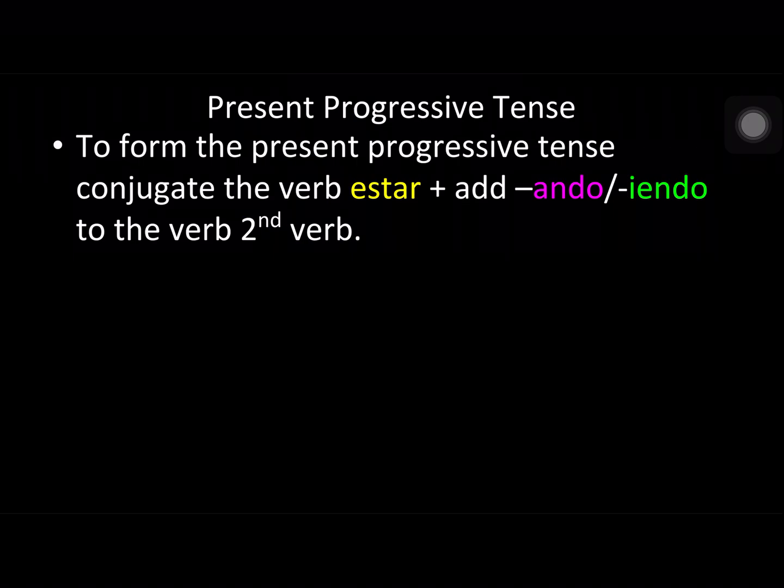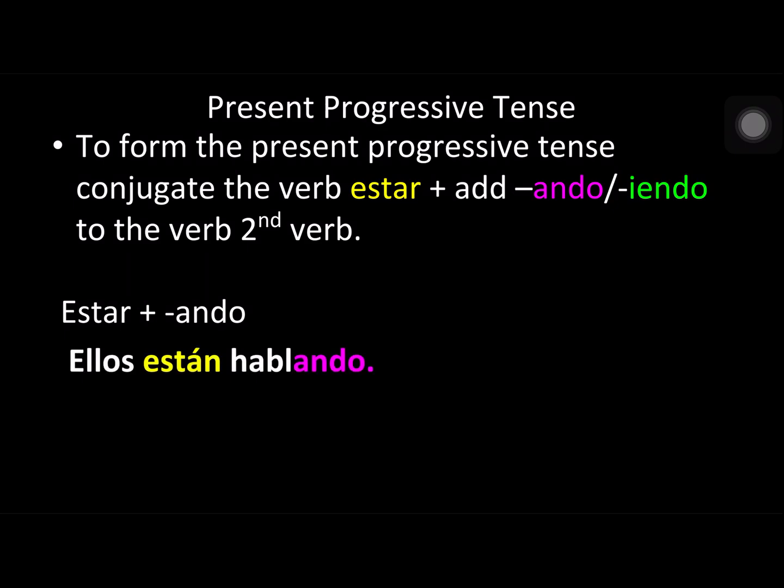So what you need to do is you get estar, and this is where you're going to sprinkle in something slightly new. You conjugate the verb estar, which you already know how to do, and then for AR verbs, you're going to take off the ending and add -ando, and for ER and IR verbs, you're going to add -yendo to the follow-up verb. Here's what it looks like.